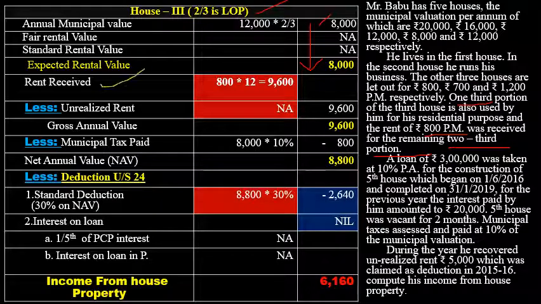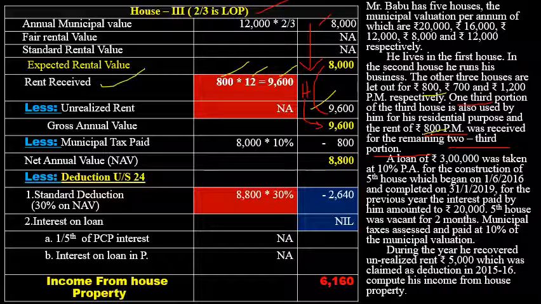Next, rent received. The rent of the third house is 800 per month. 800 into 12 months, with no vacancy, gives a rent received of 9,600 for the year. Next is the gross annual value. Expected rental value or rent received, whichever is higher, is the gross annual value. Because there is no vacancy and no unrealized rent, you have to compare the expected rental value with the rent received, and whichever is the highest is the gross annual value.